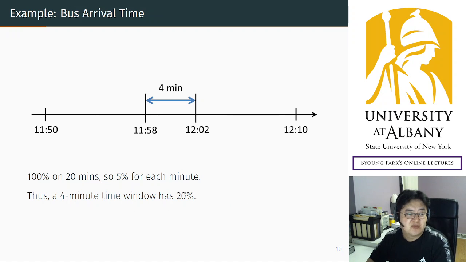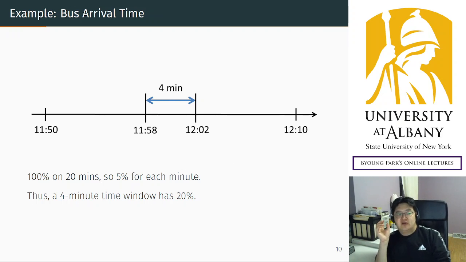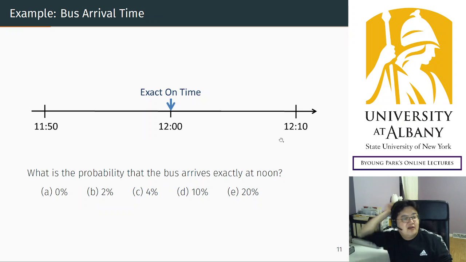It's pretty simple, right? Or you can think of it this way: 100% is put on the 20-minute window. Then you can think that 5% will be put on each 1-minute interval. Any 1-minute interval has 5%. Therefore, a 4-minute time interval has 20%. So anyhow, they are the same thing. The point is, I want you to understand the point. The point is, again, we don't care about a single outcome. We don't care about a single dot. It is meaningless. But we have to think about an interval, like a collection of an infinite number of dots, possible outcomes.